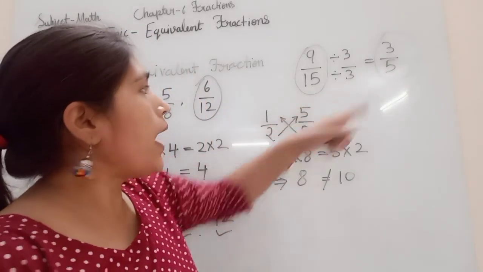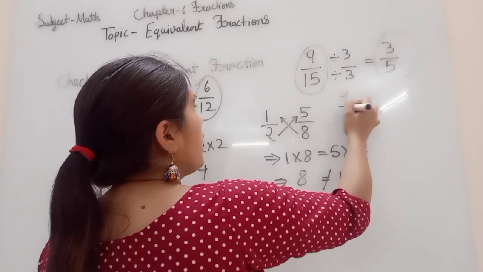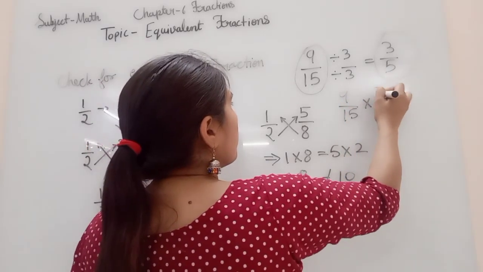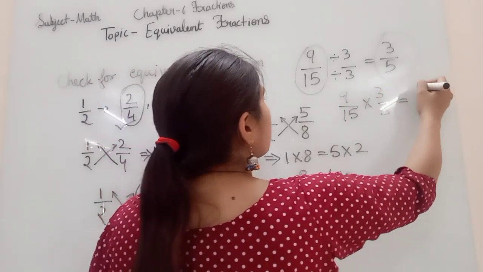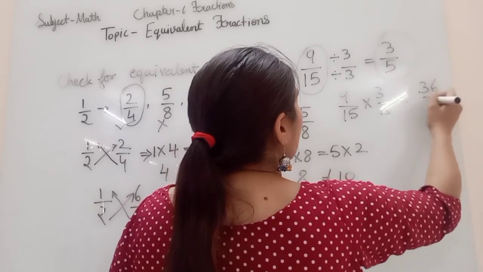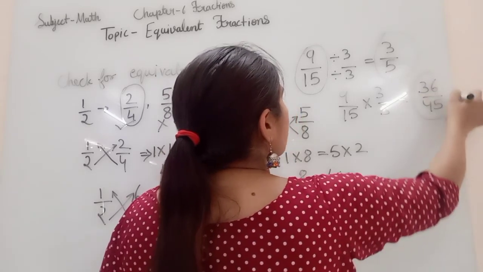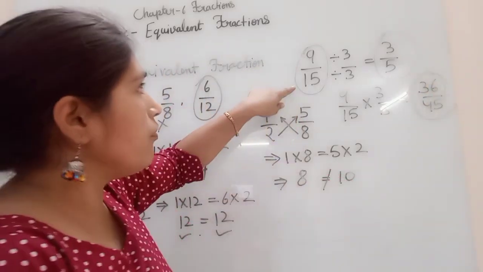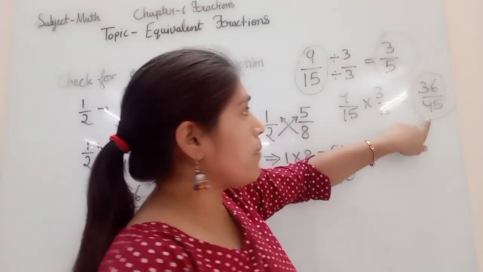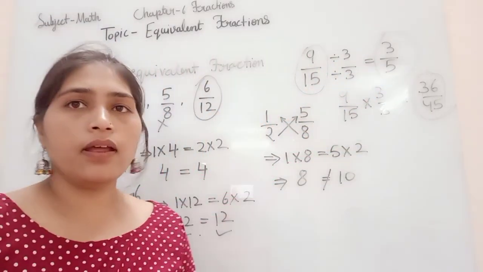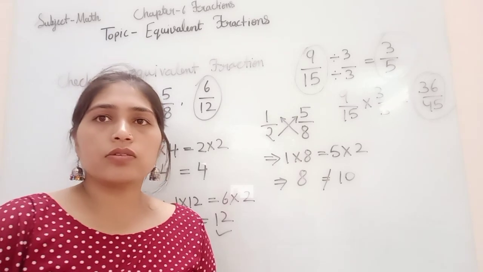And in multiplying, what were we doing? We multiply with the same number. Yes, this is also an equivalent fraction. 9 by 15, 3 by 5, 36 by 45, all are equivalent fractions. Got it? So this is all about it.